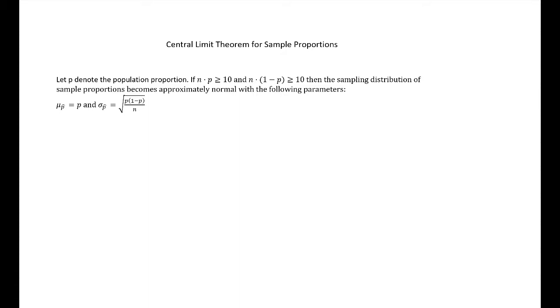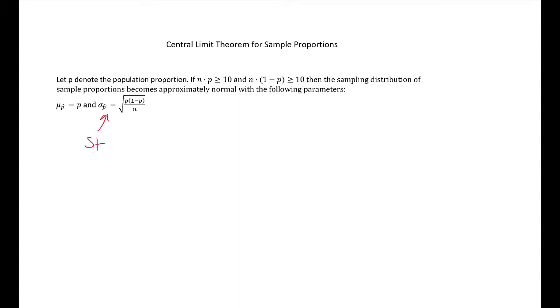Okay, so before we get into the parameters, what does this mean? That means that if we take a bunch of samples of size N and record the sample proportions for each of those samples we collected, then we're going to have an approximately normal distribution where the mean of that normal distribution, which we will denote as mu with the p hat, the mean of the sampling distribution, is equal to our population proportion P, and the standard deviation of the sampling distribution, which we refer to as the standard error.